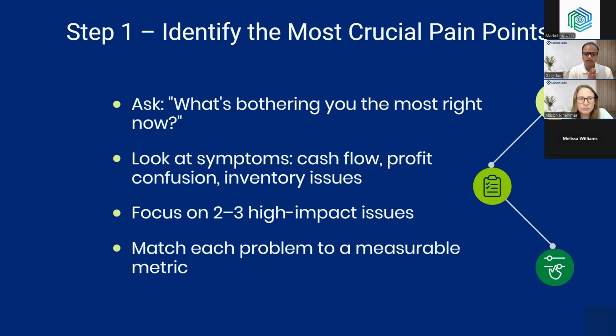Now, you have to prioritize them. Don't try to fix everything at once. As I said, focus on just two or three issues, the ones that are bleeding money, draining your time, or threatening your survival. Like in a medical emergency, the first step is always to stop the bleeding. In business, that means profit leakages or cash flow problems. In fact, they usually go hand in hand.